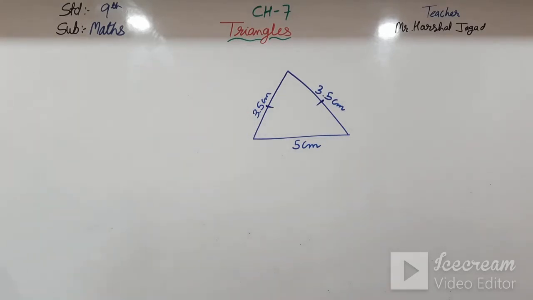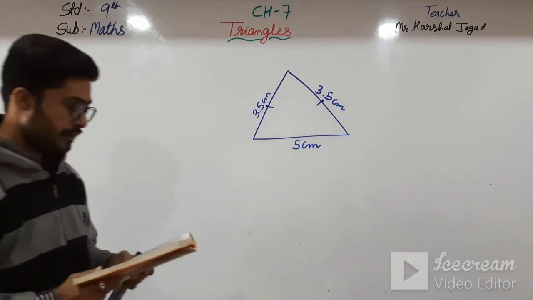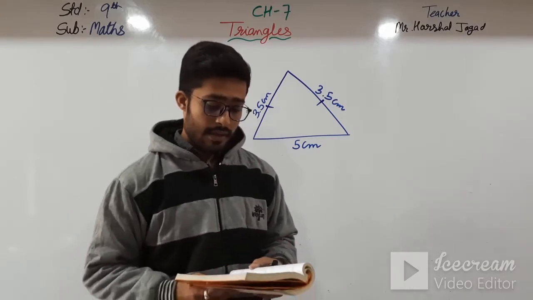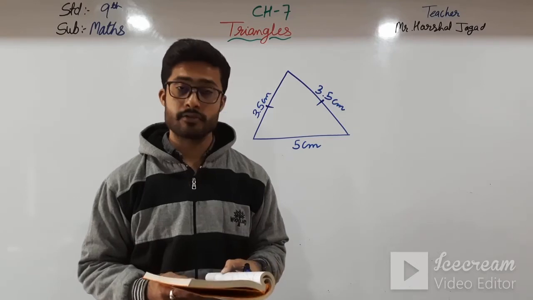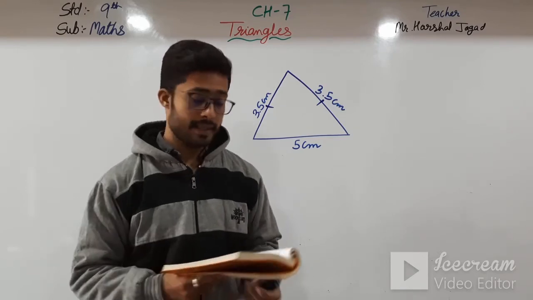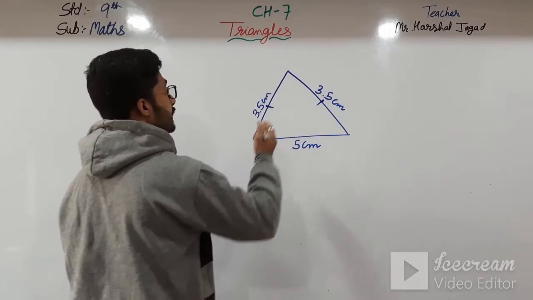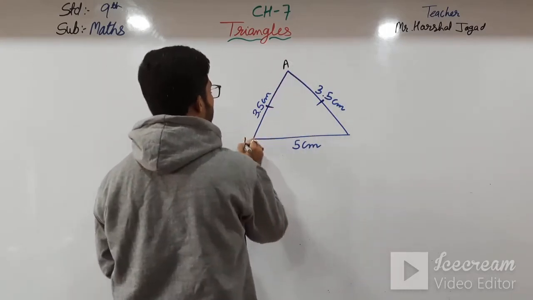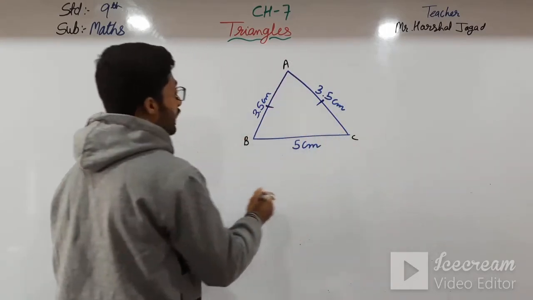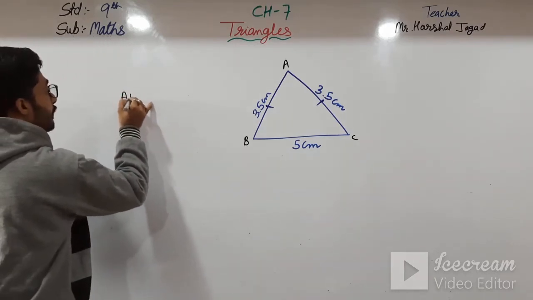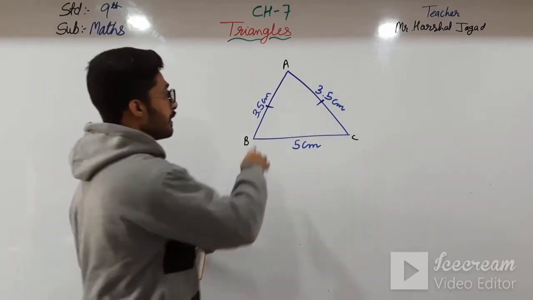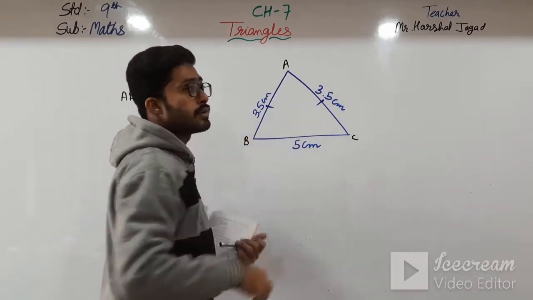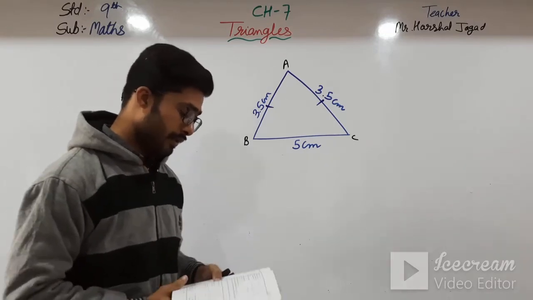Now here you can see, triangle ABC of figure 7.24 is an isosceles triangle with AB equal to AC. Sorry, I forgot to name the triangle, that is triangle ABC. Here you can see AB is equal to AC. Yes or not? Here it is also 3.5 and here it is also 3.5.